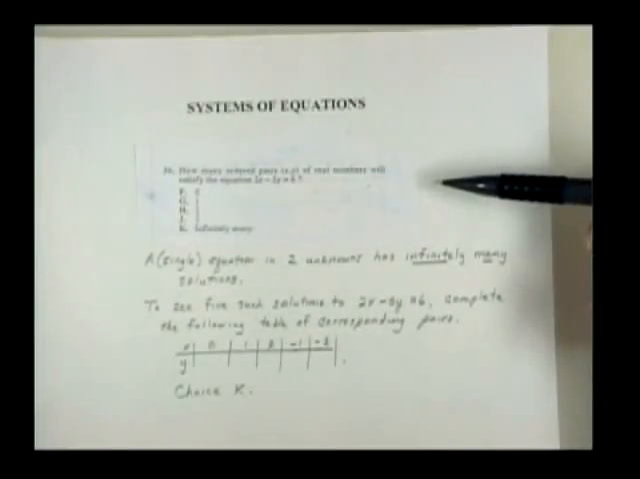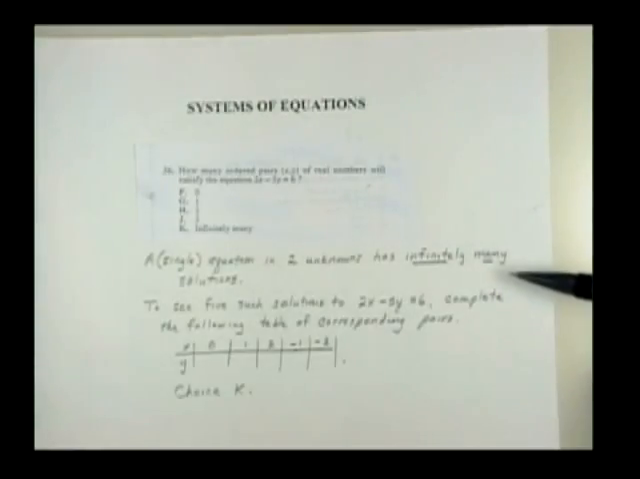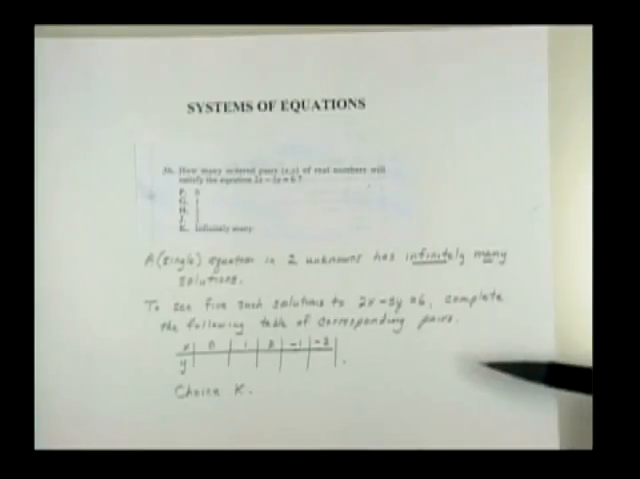How many ordered pairs (x, y) of real numbers will satisfy the equation 2x - 5y = 6? A single equation in two unknowns has infinitely many solutions. To see 5 such solutions to 2x - 5y = 6, complete the following table of corresponding pairs. Choice K, infinitely many.